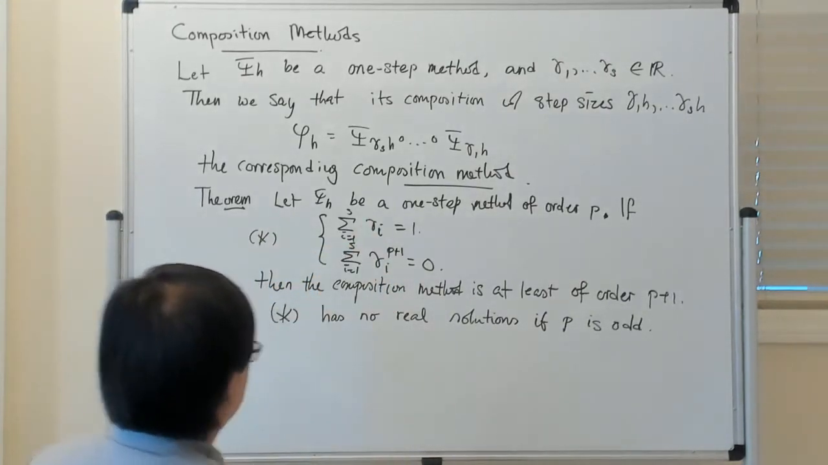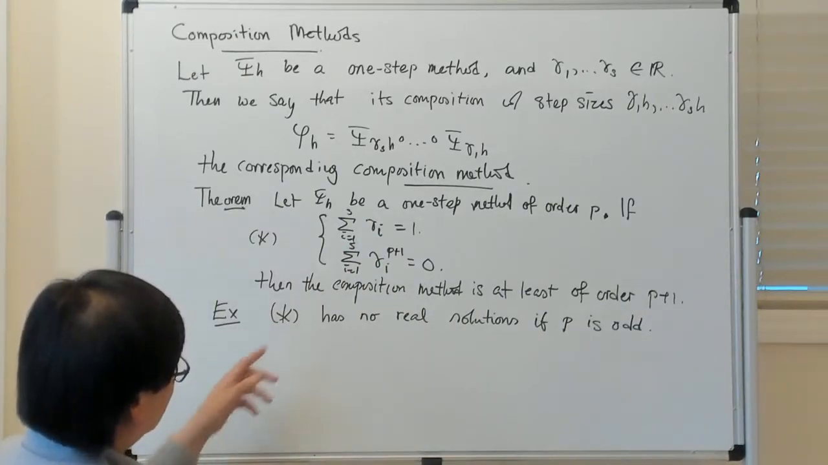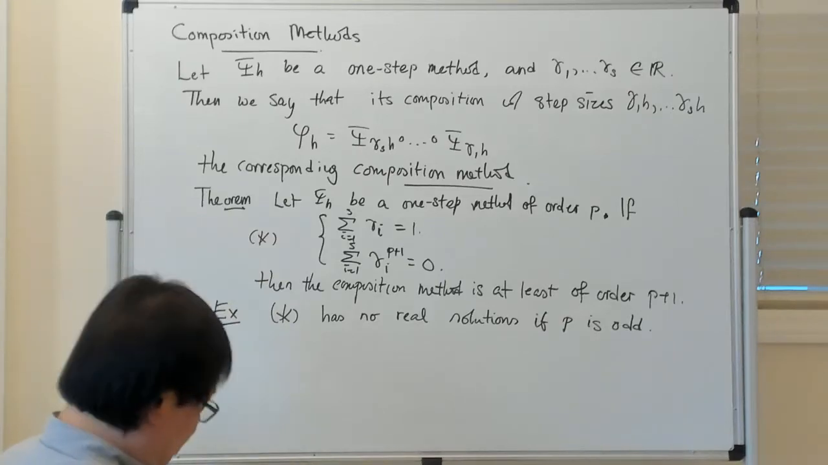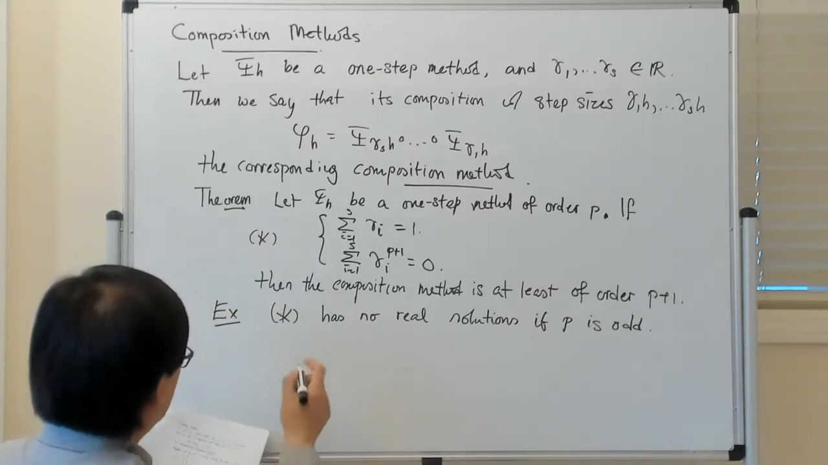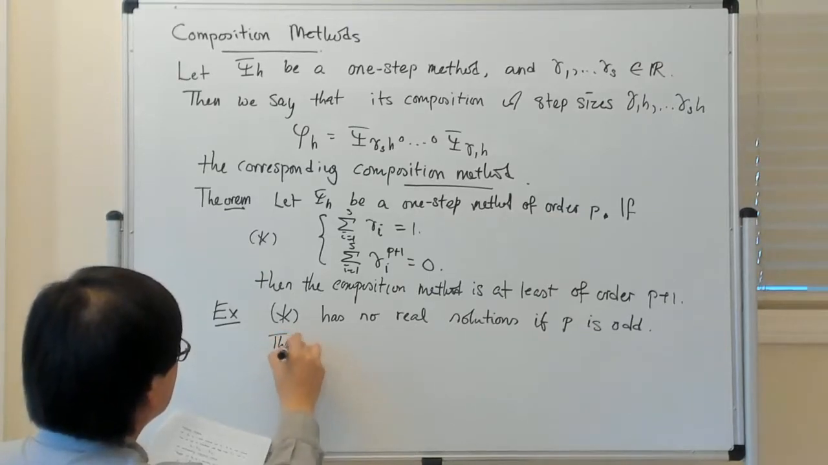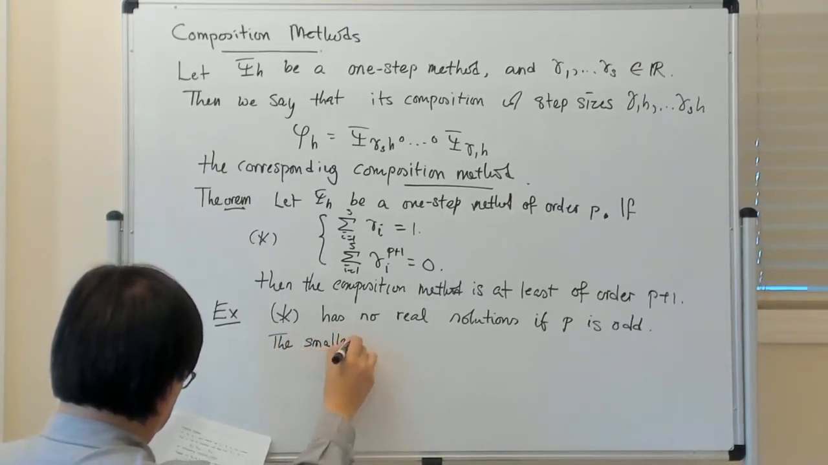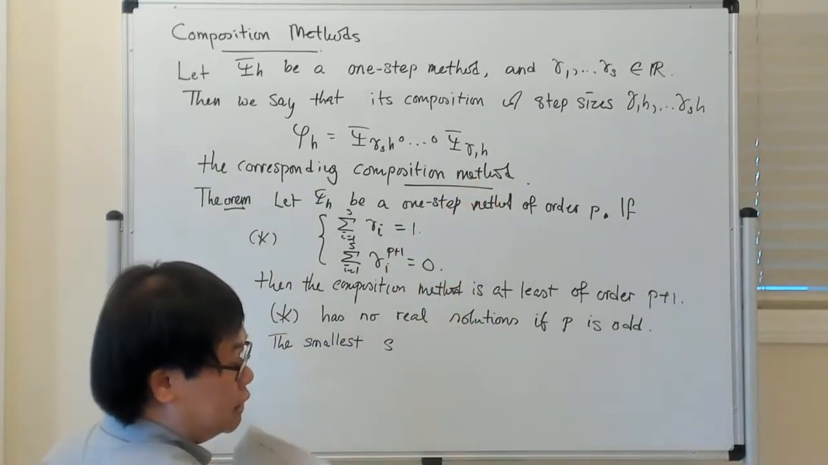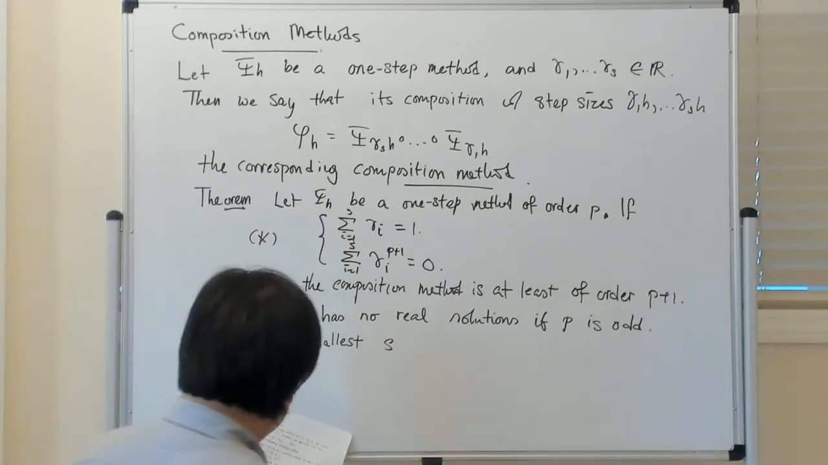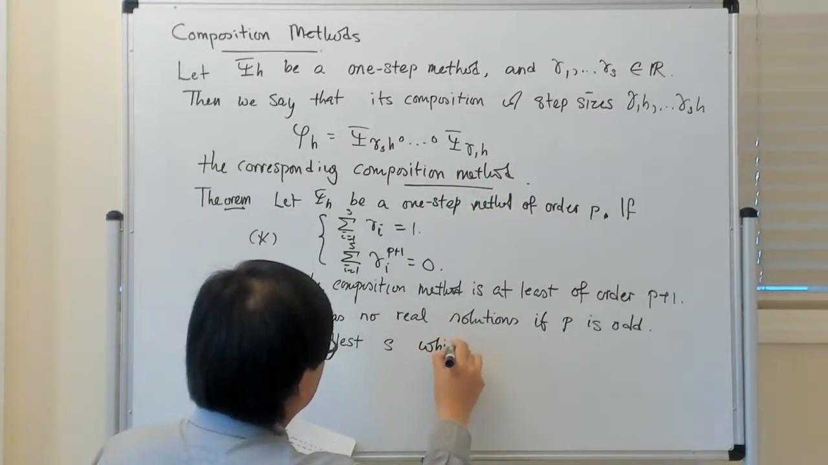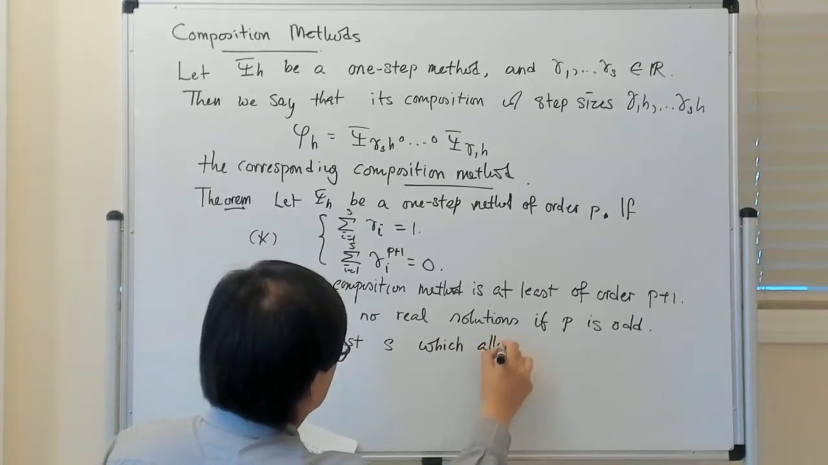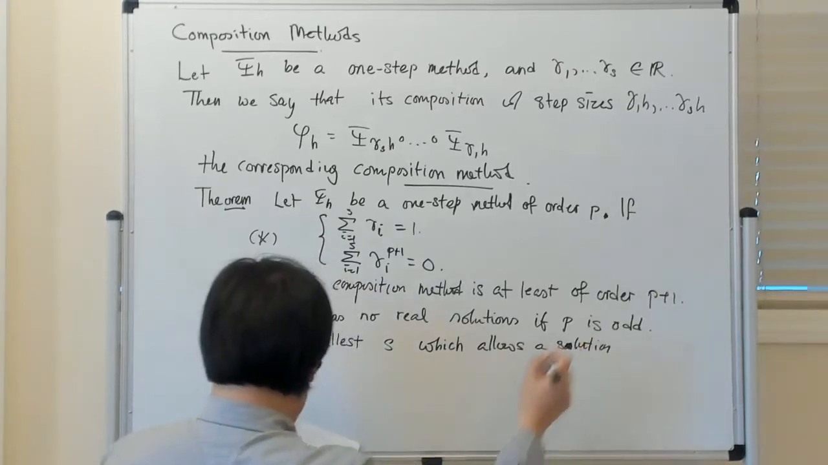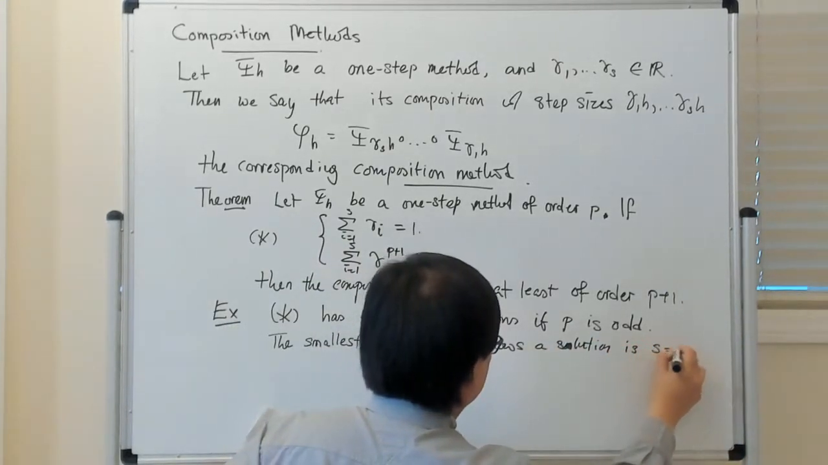P is odd. It's easy to convince yourself that this system of equations has no real solutions if p is odd. The other thing is that the smallest s, and s is the number of substeps you have to take, the smallest s which allows a solution is s equals 3.